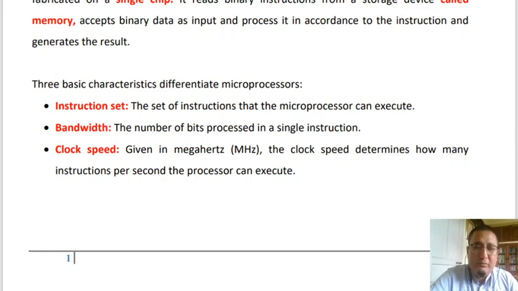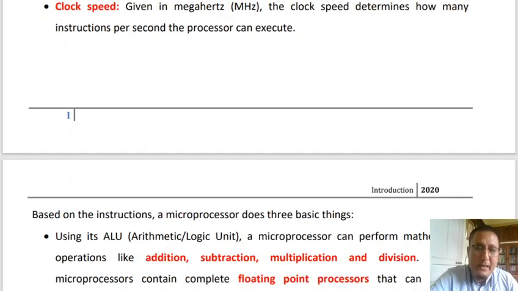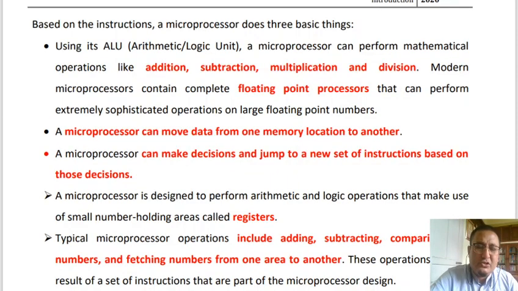Bandwidth refers to the number of bits processed in a single instruction. Likewise, clock speed is often expressed in hertz. Clock speed determines the number of instructions per second the microprocessor can execute. Now, there are various types of instructions that are associated with a microprocessor. Based on the types of instruction, a microprocessor is typically capable of performing three different types of activities.